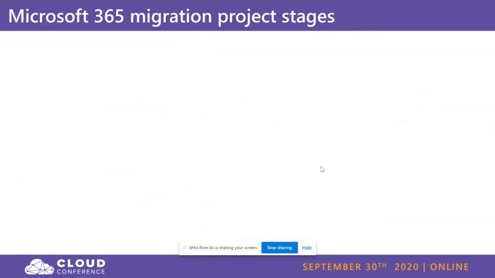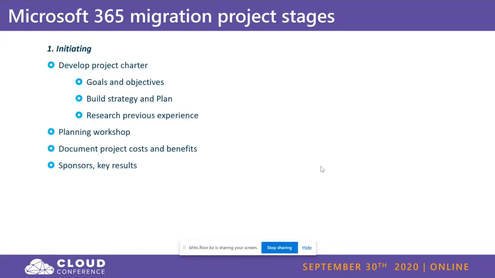So, like for any other project, we have different stages, and I will try to cover very briefly the stages for migration to Microsoft 365. As always, the first stage is initiating, and during this phase we will have to develop, of course, a project charter. So basically, we'll have to use a project management tool in order to put all the steps on paper, to understand who will do what and when, and what the dependencies between those stages are.